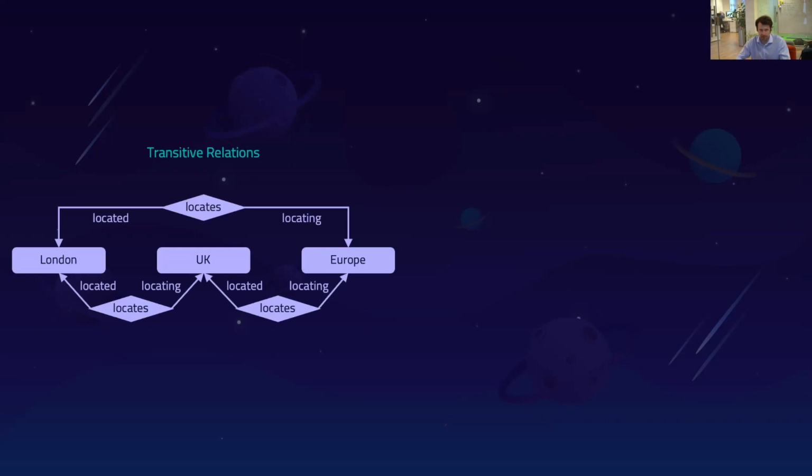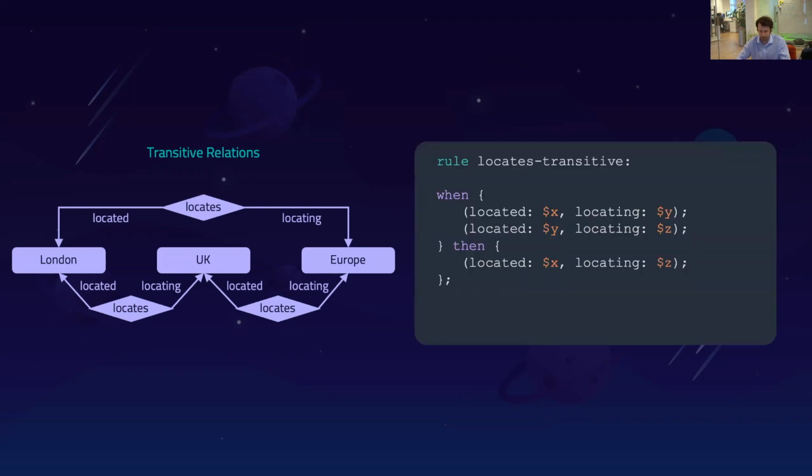Now let's say that we want to infer that if London is in the UK, then the UK is also in Europe. Despite Brexit and all, the UK is still very much in Europe. And so if we find that in the data, we want to infer that London is therefore also in Europe, even though there may not be a direct relation between London and Europe. That type of logic we can represent through a rule that looks like this.